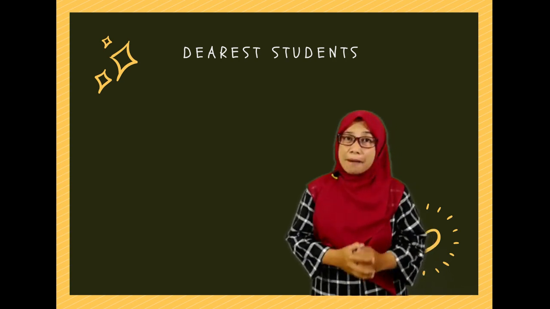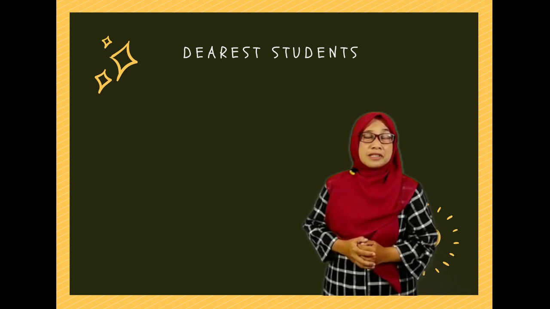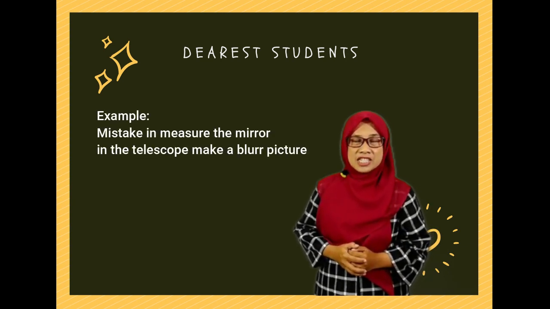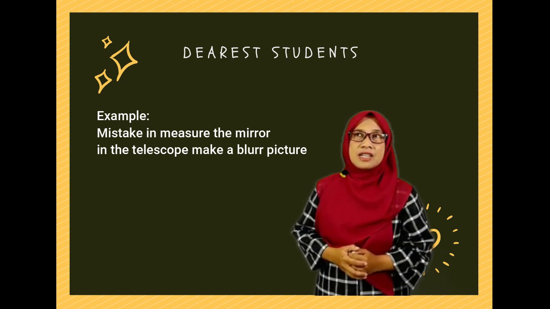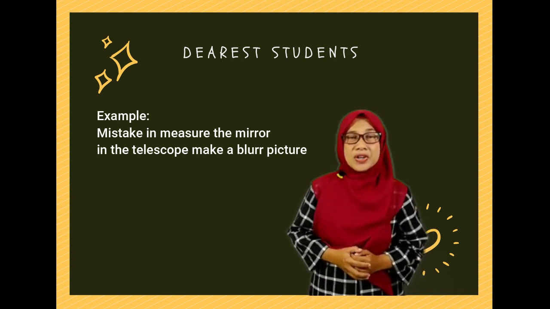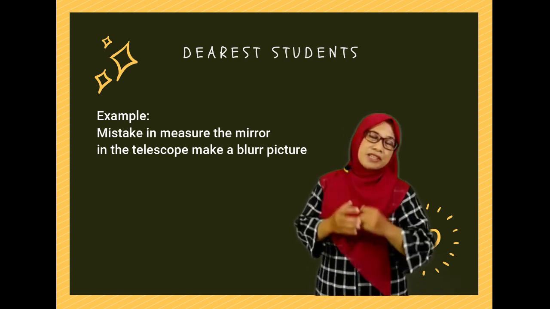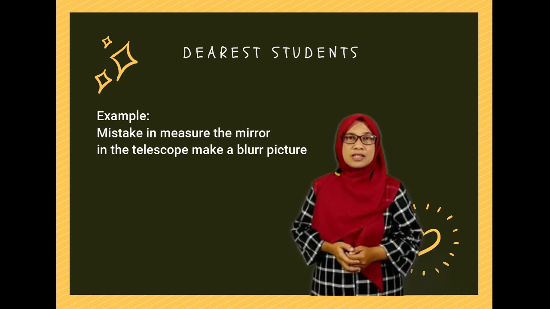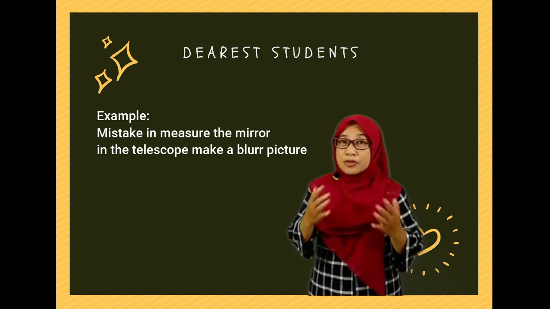That is the Hubble telescope that was put in orbit in 1990. It had a mistake in measuring the mirror. What happened with the telescope? It sent blurry pictures to the astronauts.